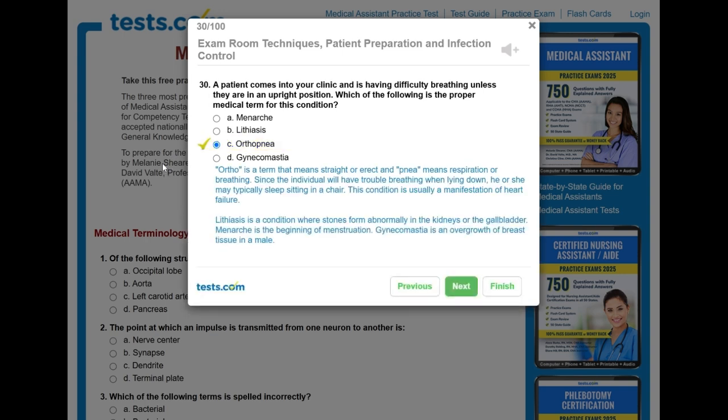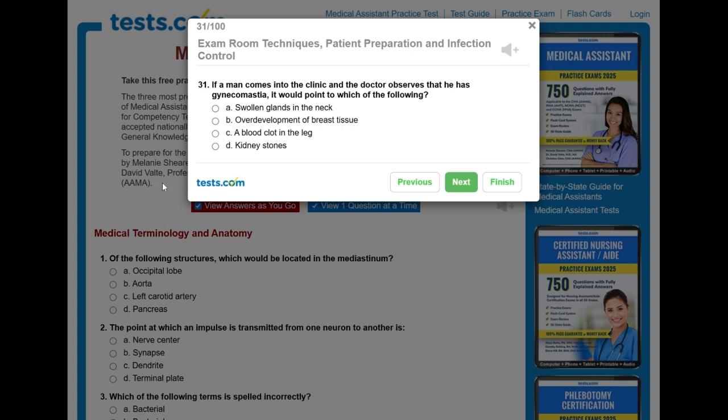C. Orthopnea. Ortho is a term that means straight or erect, and pnea means respiration or breathing. Since the individual will have trouble breathing when lying down, he or she may typically sleep sitting in a chair. This condition is usually a manifestation of heart failure. Lithiasis is a condition where stones form abnormally in the kidneys or the gallbladder. Menarche is the beginning of menstruation. Gynecomastia is an overgrowth of breast tissue in a male.